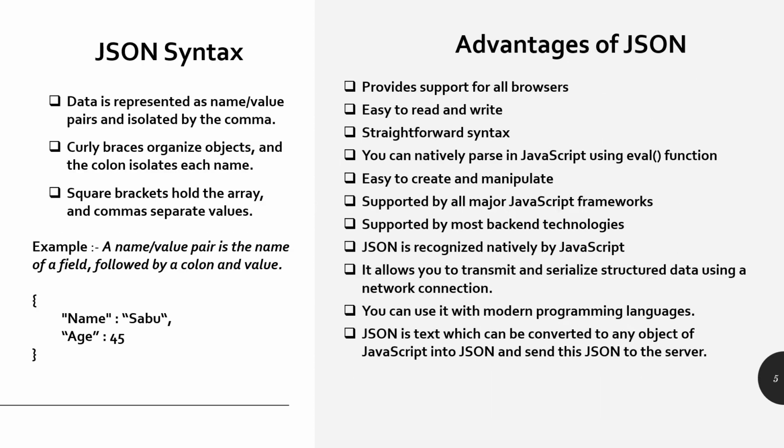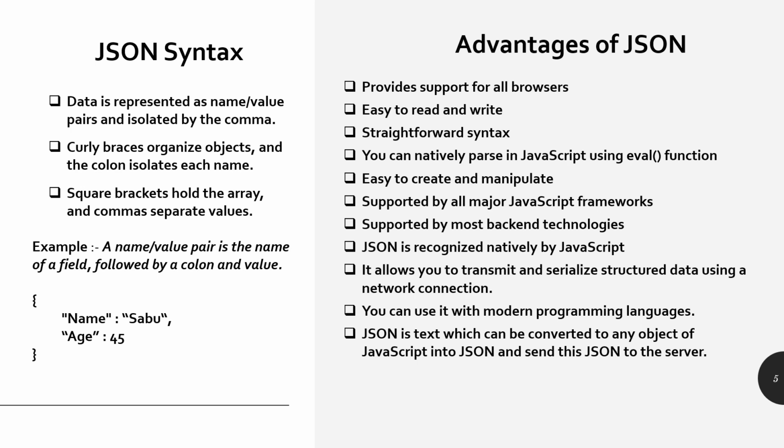Now we are going to discuss the syntax of JSON. Here data is represented as name value pairs separated by commas. Curly brackets hold objects and a colon separates each item. You will see the examples. Also, square brackets hold the array and commas separate the values. This is the example for this.